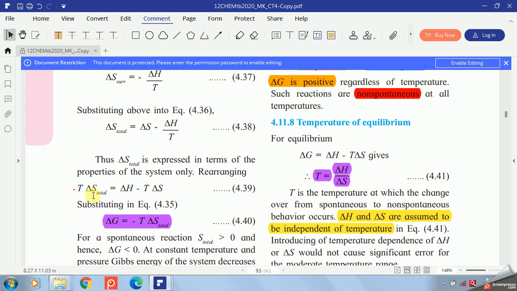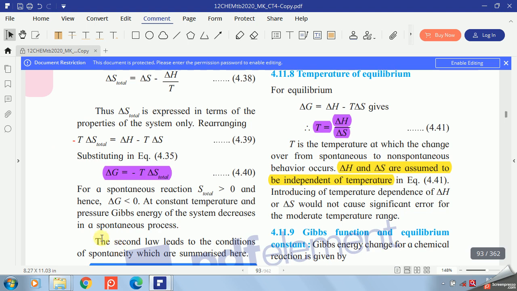So we multiply 4.38 by minus, then minus T delta S total is equal to minus T delta S plus delta H. So delta H minus T delta S is delta G. So delta G is equal to minus T into delta S total.